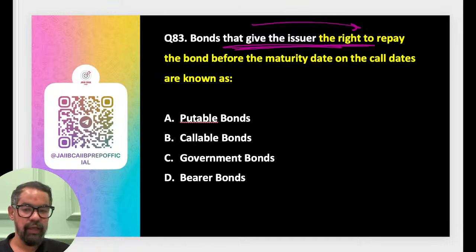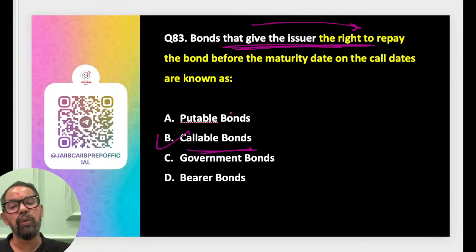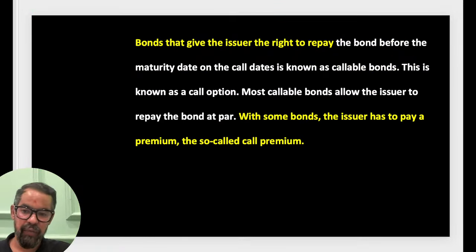So when it comes to options, optionality in bonds: callable bonds give the right to the issuer. Putable bonds give the right to investors. ठीक है. So to buy back or to sell back. Very good, well done.